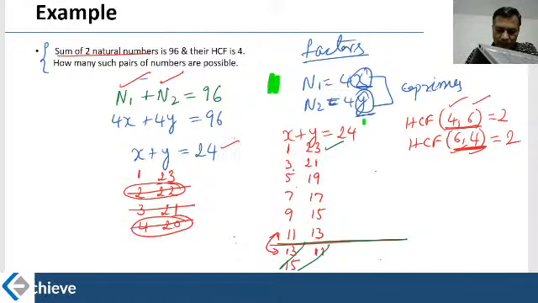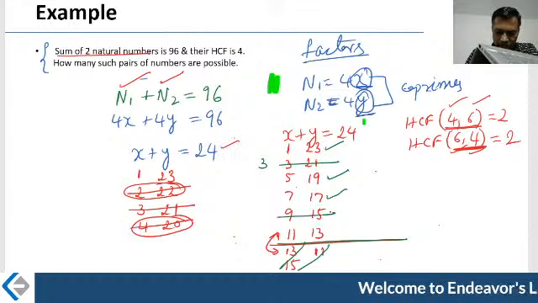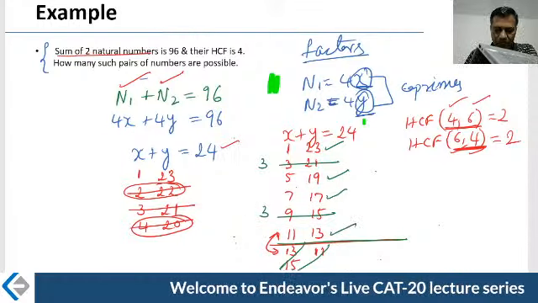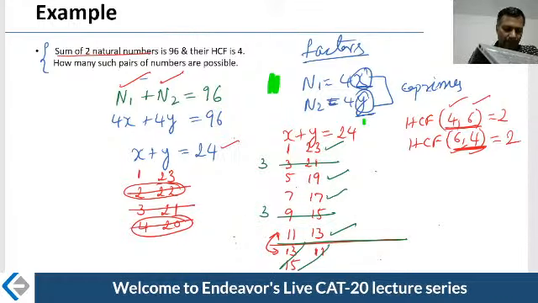1, 23 is fine. This is not fine because 3 is the HCF. This is fine. This is fine. This is not fine because 3 is the HCF, and this is fine. So how many pairs did I get? 4 pairs. That's what you asked. How many such pairs are there? Your answer is there are 4 pairs.